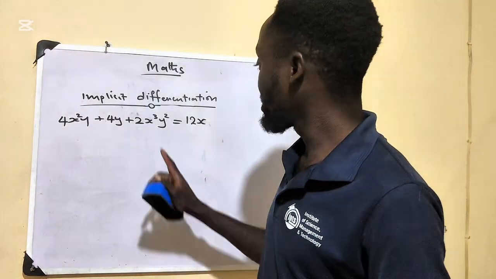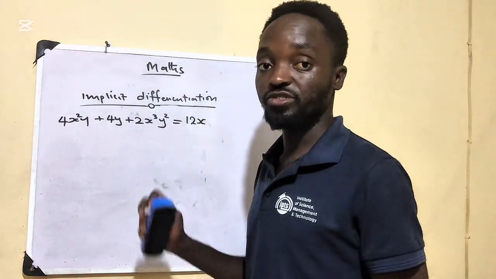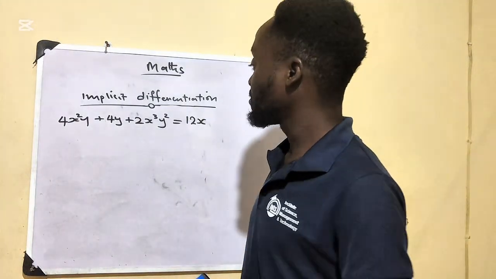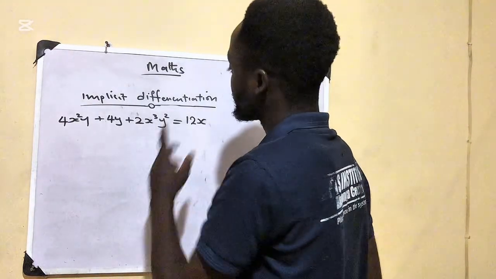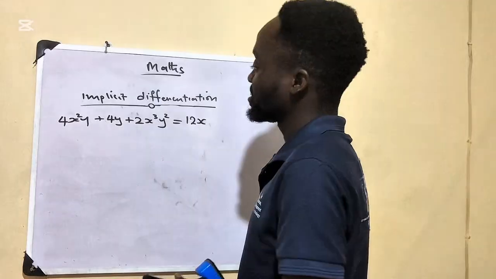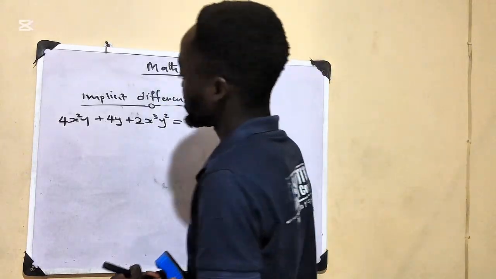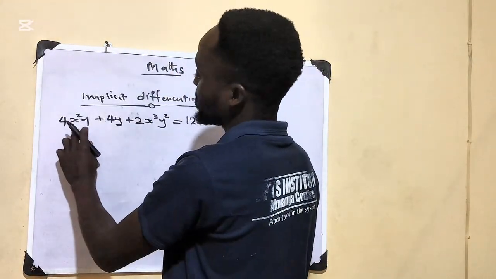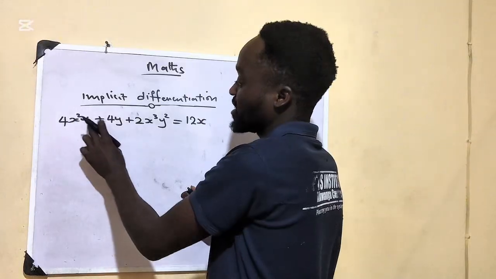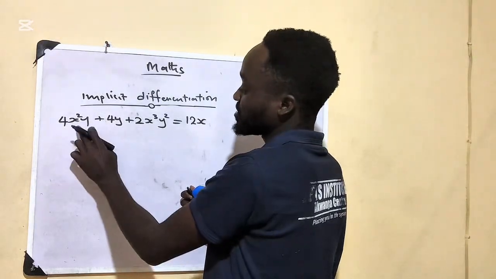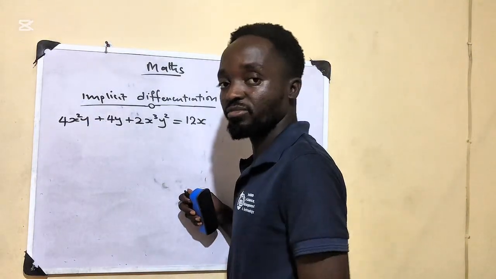So let's use this one as an example so that you understand more what I'm trying to say. So if we are to differentiate this one implicitly, that is implicit differentiation, we'll start by this one. So if we are differentiating this one first, we have x and we have y. So first we are going to start by differentiating the x variable.